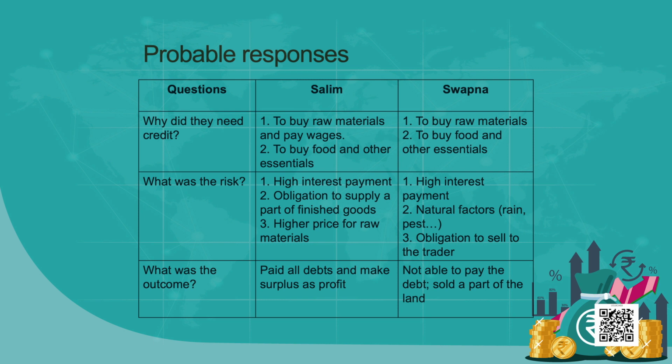I also tried to develop answers which I am showing on the screen. For question number 1, Salim wants raw materials and to pay wages. He wants to buy food and other essentials. In the case of Swapna, she also wanted to buy raw materials, and she also wanted to buy food and other essentials. Like that, you can look at the other responses on the screen and see whether you have filled them up in the appropriate manner. These are my probable answers.